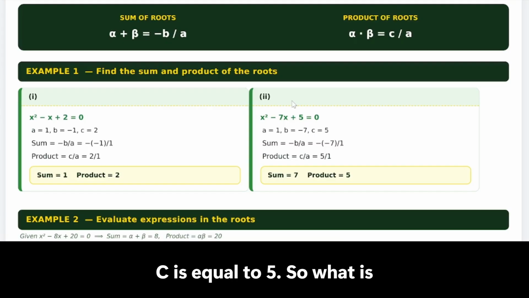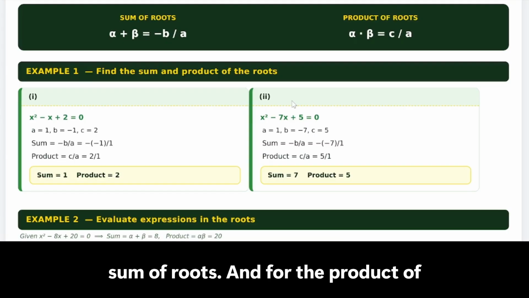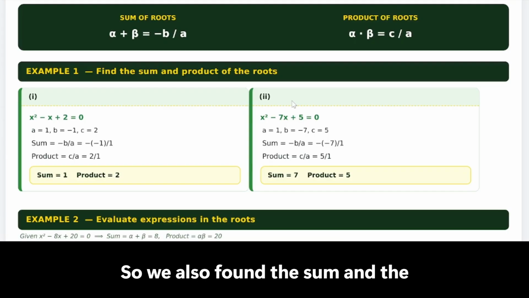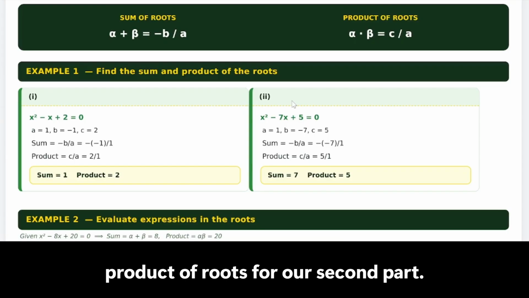So what is the sum of roots? As we discussed earlier, alpha plus beta is equal to negative b over a. So let's place our values. 7 over 1 is equal to 7, so that is the sum of roots. And for the product of roots, 5 over 1 is equal to 5. So we also found the sum and the product of roots for our second part.